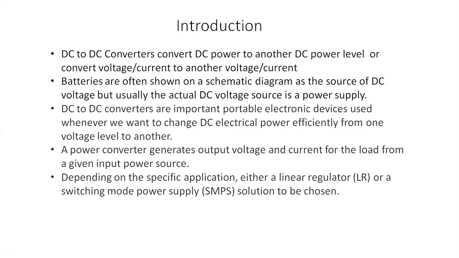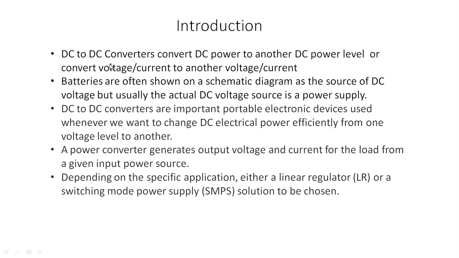So here what we are saying, we are converting the DC power into DC power, but where we will get the value of DC power that will be constant. So here we can say a DC to DC converter will convert DC power to another DC power level, that will be voltage or current. It means what? Here we are converting DC voltage to DC voltage or DC current to another DC current.